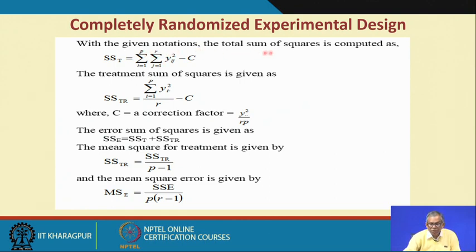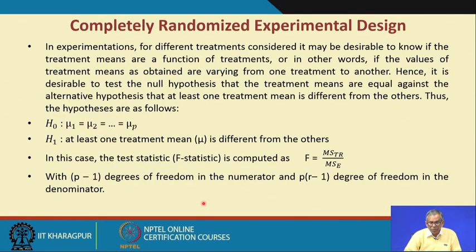With the given notations, the total sum of squares is computed as SST. The treatment sum of squares is given by sigma i equals 1 to P of Yi dot square divided by R, minus C, where C is a correction factor. That correction factor is Y double dot square divided by R into P. The error sum of squares is given as SSE equals SST minus SSTR, and the mean square for treatment is given by SSTR divided by P minus 1, and the mean square error is given by MSE equals SSE divided by the degrees of freedom, that is P into R minus 1. So, these are the standard formulations we have.